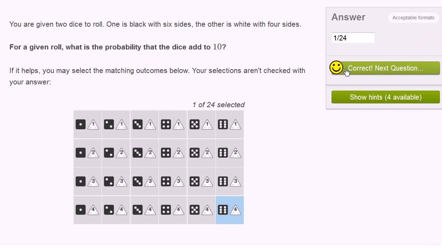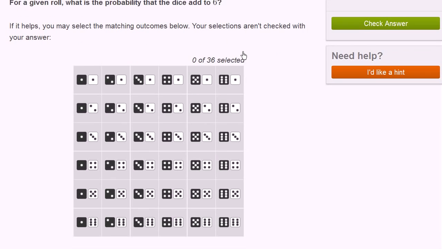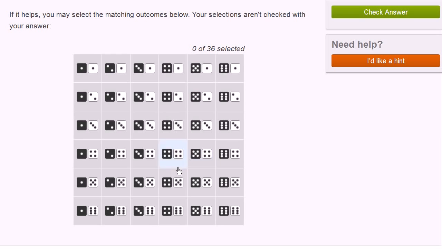Let's do a few more of these. So you're given two 6-sided dice to roll. For a given roll, what is the probability that the dice add to 6? So here we have the tops of both of my dice. And now what are all the scenarios where the dice add up to 6? Let's think about this. If I have a 1 and a 5, that's going to add up to 6. In this entire column, that's the only way that I add up to 6.